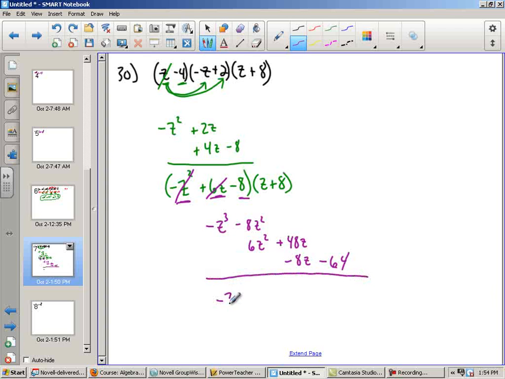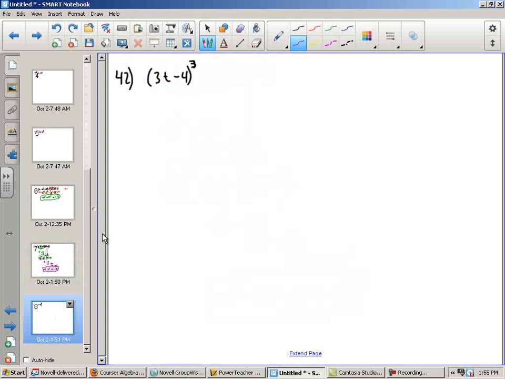I'll combine all my like terms. Negative z cubed minus 2z squared plus 40z minus 64. And there you are. Again, we're going to go through the process twice, and this third parenthesis comes straight down for the foiling of the last step.